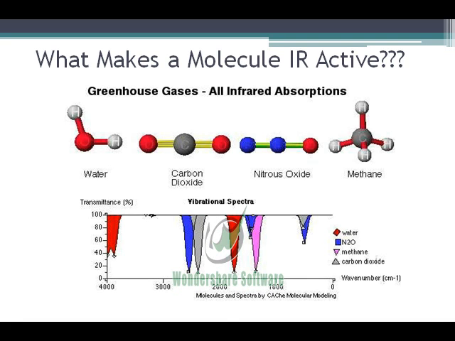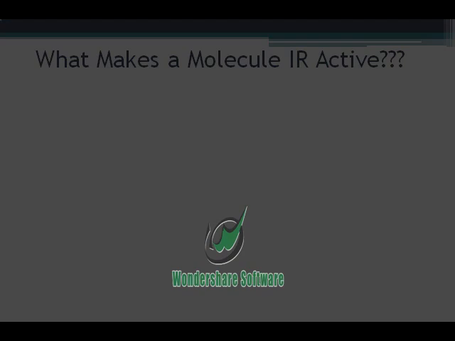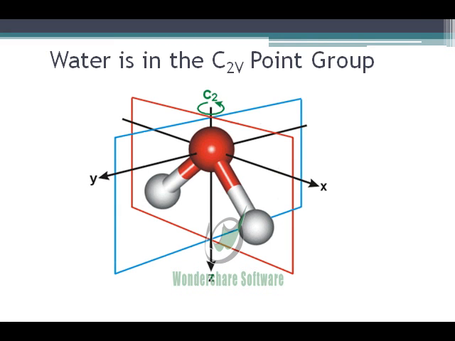The structure and vibration spectra of the greenhouse gases are shown. Water and nitrous oxide both have permanent dipoles. Carbon dioxide and methane have dipole moments. A water molecule has two planes of symmetry as shown, so it falls under the C2V point group.